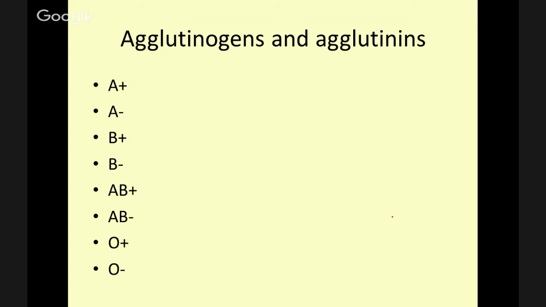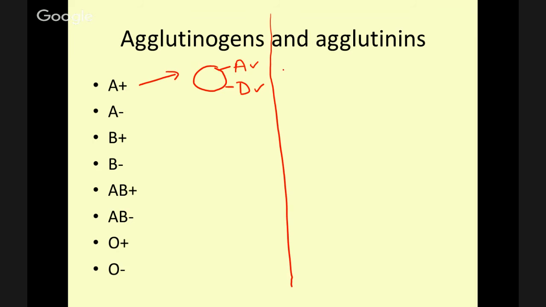So let's start thinking about the agglutinogens and the agglutinins that are present in each blood type. Let's do A positive first. What would the agglutinogens look like on an A positive person? They'd have an agglutinogen for A and D. This says they're A, this says they're positive. So that's their agglutinogen. And then what antibodies would they have? They're going to hate B, so they will have antibodies, agglutinins, that are anti-B. And that's going to be it for the A positives, okay?